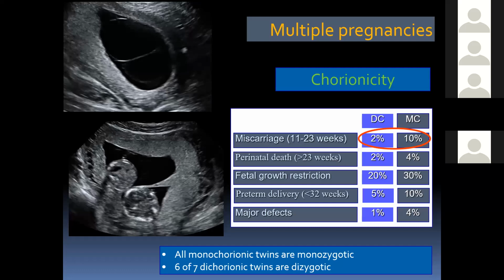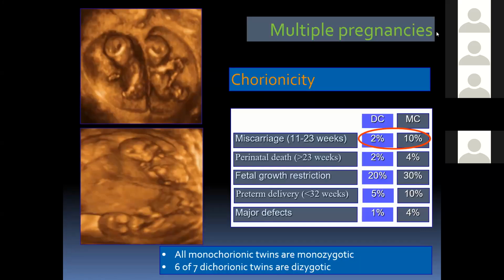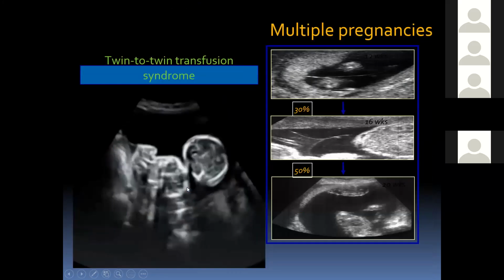The risk of perinatal death is higher, so it's 4% in monochorionic twins in comparison to 2% in dichorionic twins. The risk of growth retardation is 1.5 times. The risk of preterm birth is double, and the risk of major defects is higher. This is how they look. Even when we do 3D ultrasound, you can see here clearly the lambda sign separating the dichorionic twins and the very thin dividing membrane in cases of monochorionic twins.